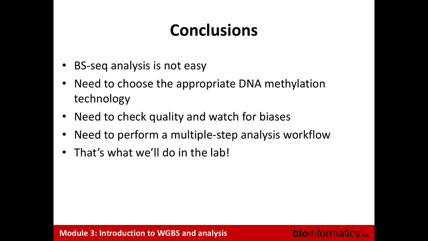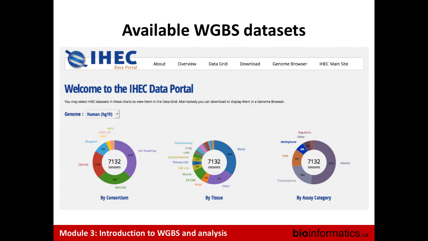So you have to choose the appropriate DNA methylation technology, and we talked quite a bit about the pros and cons of the different approaches. You need to check, quantify and watch for biases. Again, this is the kind of thing we'll do a bit in the lab. It's a multi-step analysis workflow, which is again what we're going to do in the lab. As for the available whole genome bisulfite sequencing datasets, if we have time, we'll do a bit of that at the end of the lab. I'll show you both in the portal, but also in ENCODE, where we can find some of these datasets.